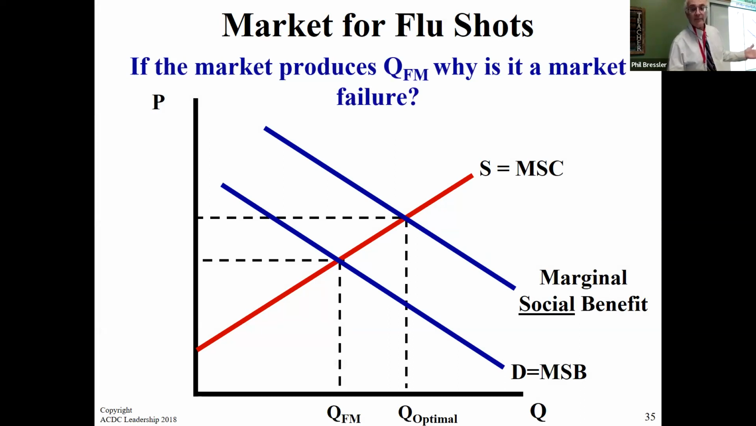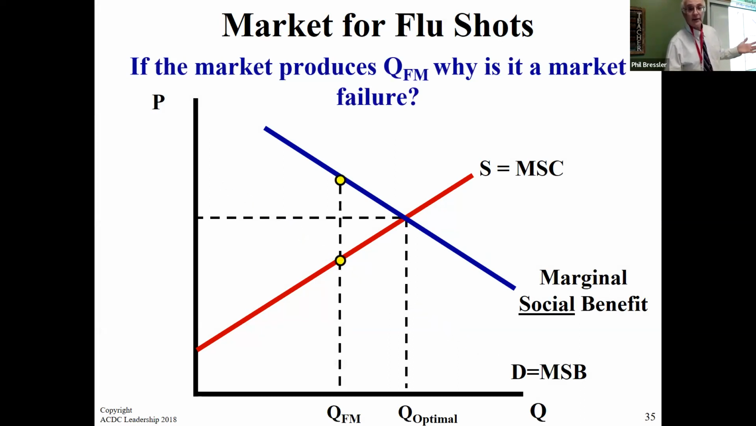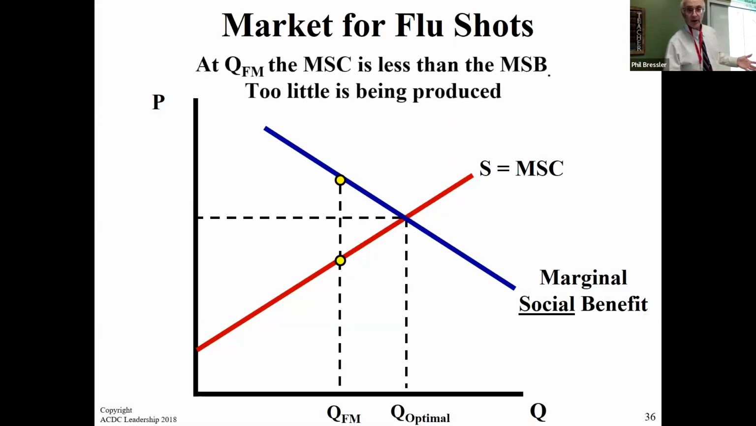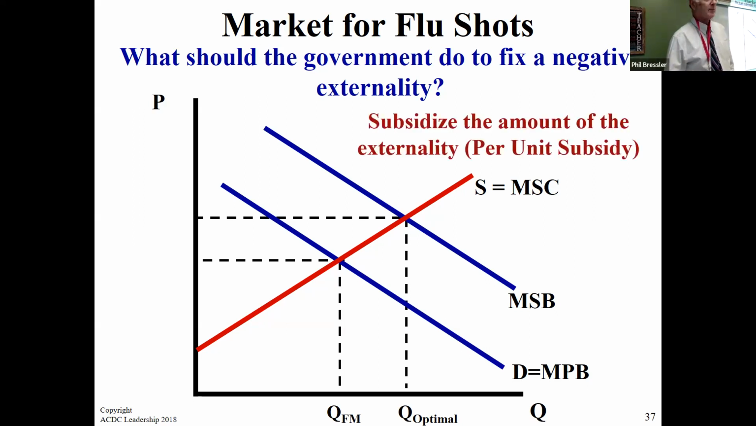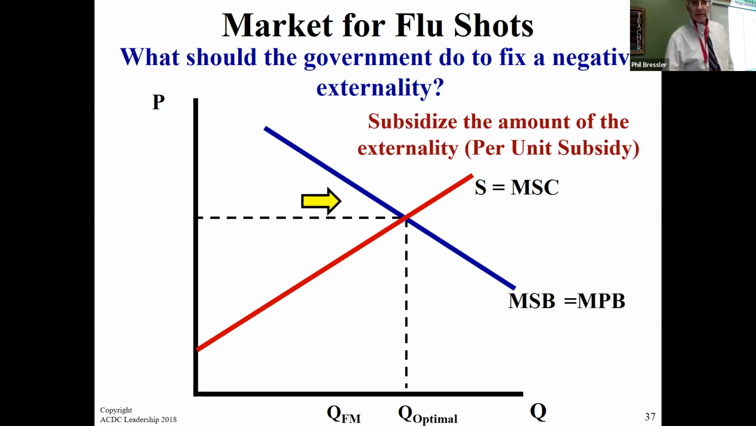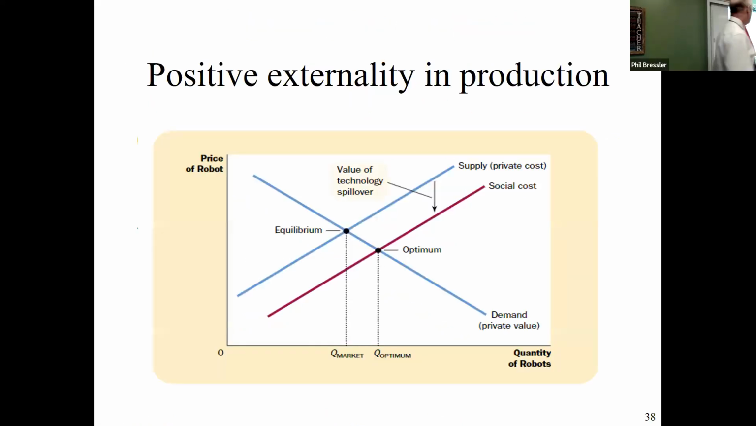So at Q market, we're under-allocated. We're going to subsidize. There's dead weight loss because you're underproducing. Okay? The marginal social benefit is greater than the marginal private benefit. Okay? All right. Now.